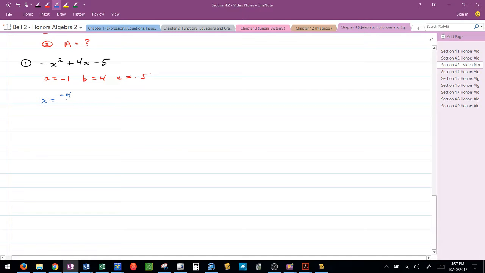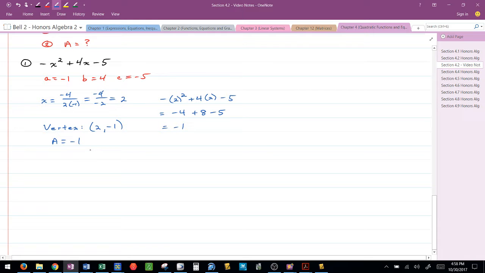Now, I know that to find the vertex, I need the x value. Well, that's the opposite of b over 2 times a, which would be negative 4 over negative 2, or an x value of 2. If I take that 2 and substitute it in, I have the opposite of 2 squared plus 4 times 2 minus 5, which would be negative 4 plus 8 minus 5, or negative 1. So right now, I know that I have a vertex at the point (2, negative 1). I also know that I have an a value of negative 1.